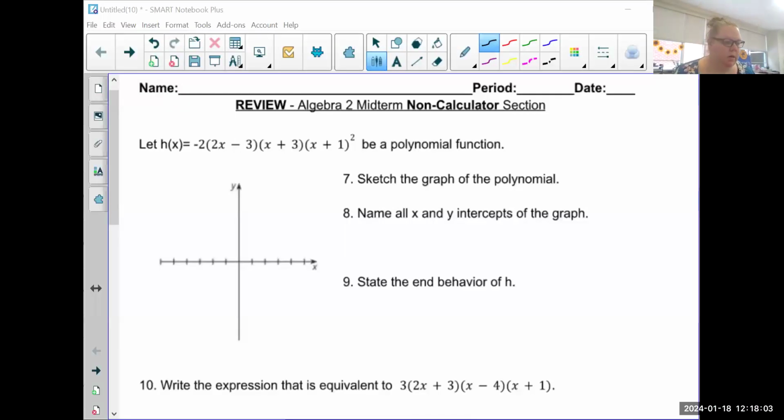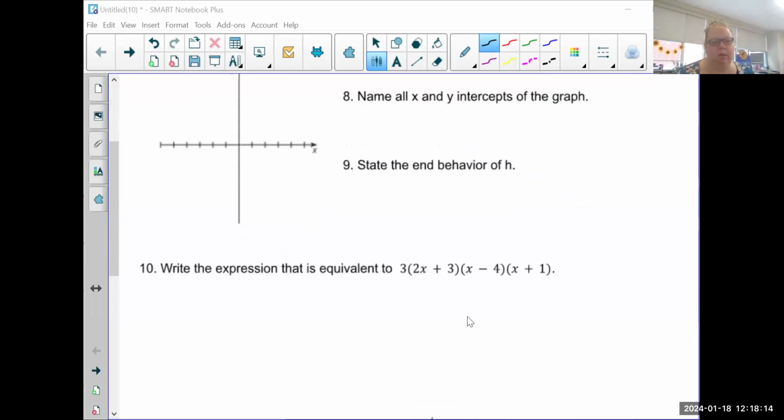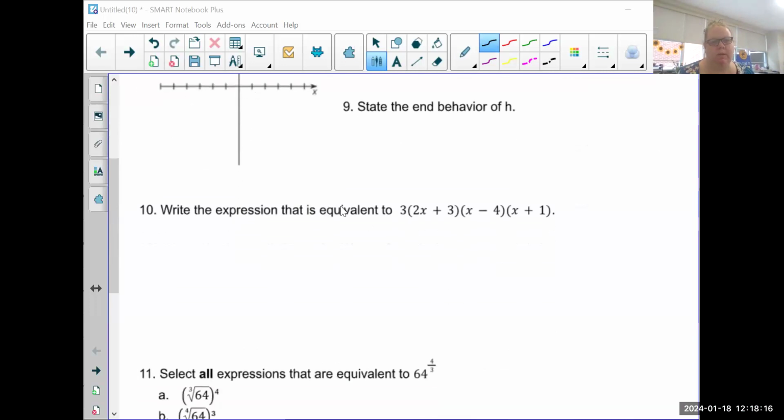Okay, so this is for the non-calculated part of the midterm review. So we're actually going to start with question number 10 because that helps with questions 7, 8, and 9. So I'm going to scroll down to question 10 and do this one first. It says write the expression that's equivalent to this.